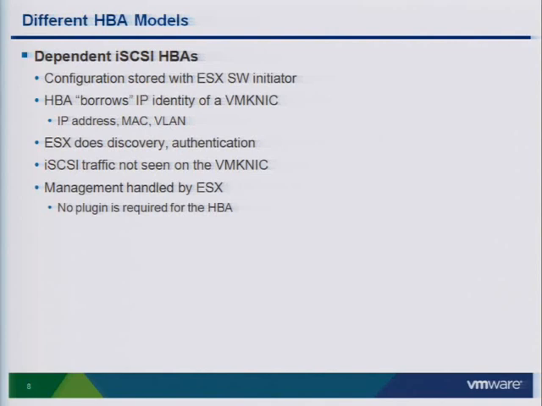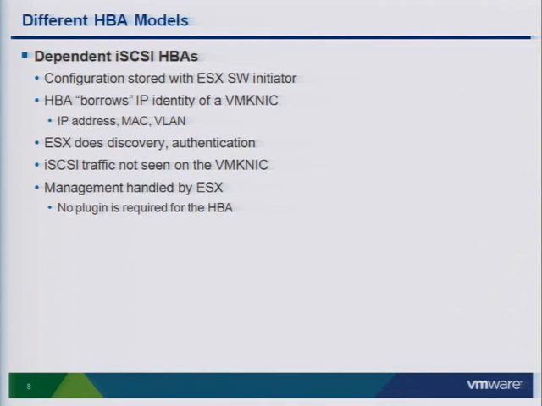Contrast this with a dependent iSCSI HBA. This is the model that Broadcom uses. The configuration is actually stored with the iSCSI, with the software initiator iSCSI information. The HBA actually borrows the IP configuration from ESX VM kernel networking. That includes like IP address, MAC, VLAN.